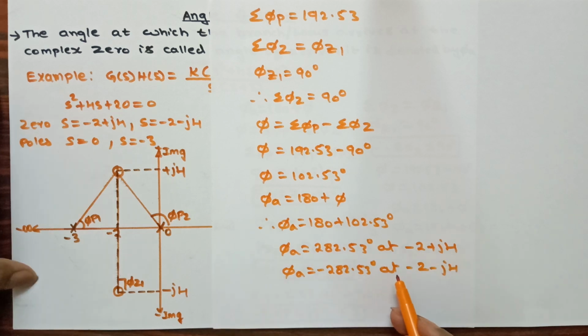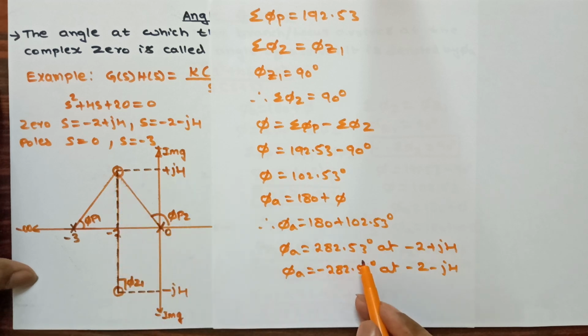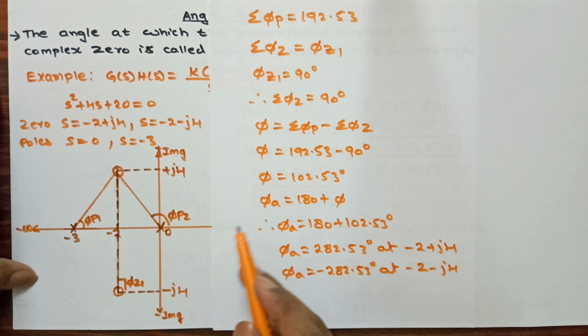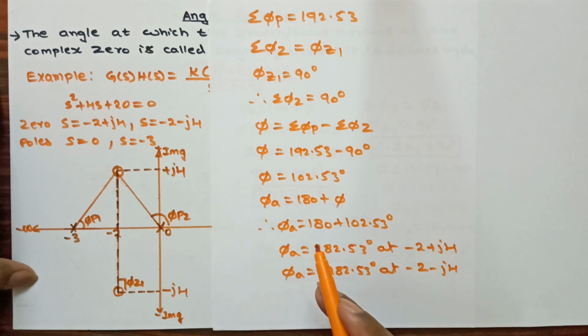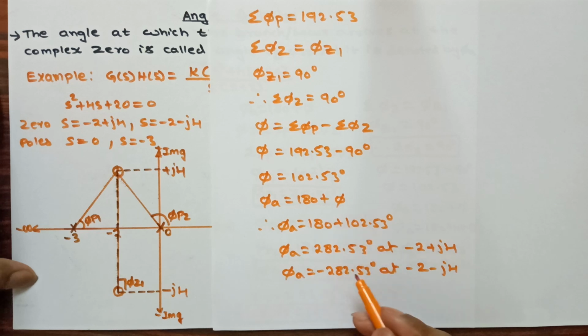So this is the angle of arrival where the branches are going to arrive at the zero with this angle, that is 282.53 at this point and minus 282.53 at this point. Now remember, whenever complex zeros are given, we are going to calculate the angle of arrival. When complex poles are given, then we will calculate the angle of departure. And the difference in formula is, for angle of departure it is 180 minus phi and the angle of arrival formula is 180 plus phi. Hope you understood this video.